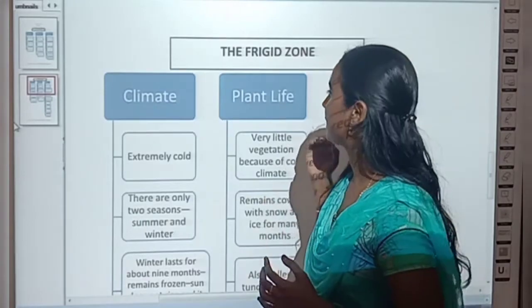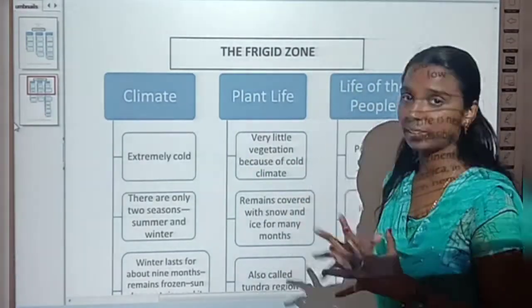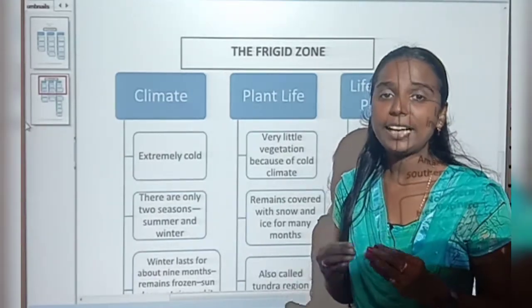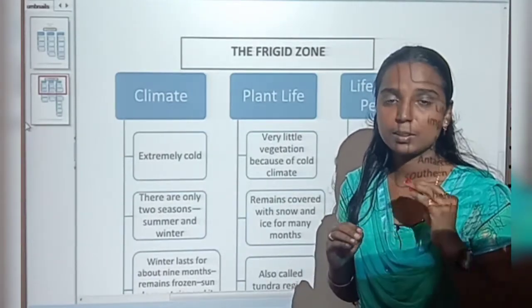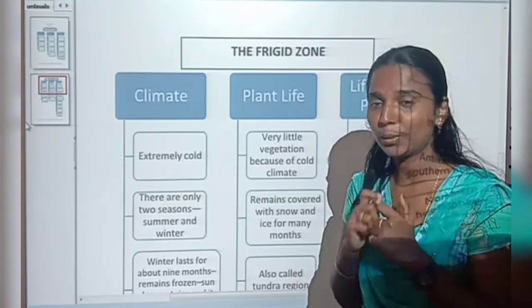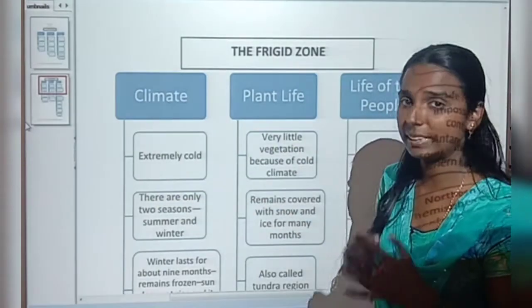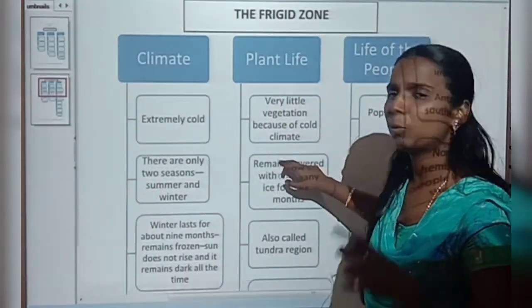Now, let us discuss the climate, plant life and life of the people in the frigid zone, okay? We know the frigid zone is fully covered with snow throughout the year. So, how will the climate be here? It will be very cold, right? Very good. It is extremely cold and it has only two seasons.